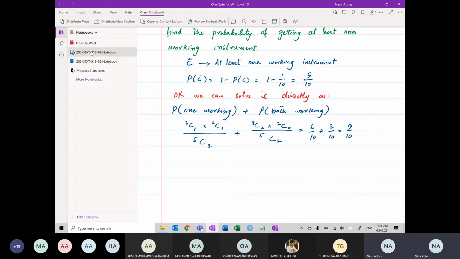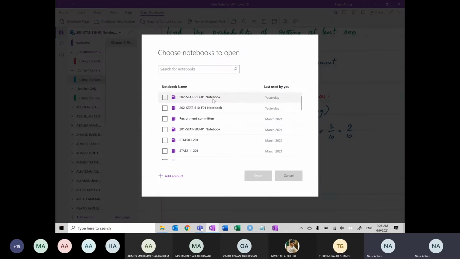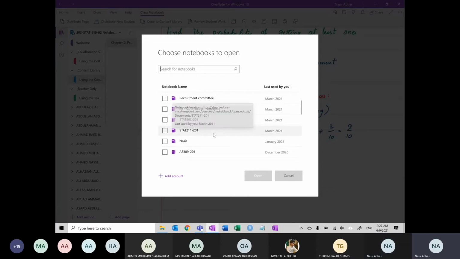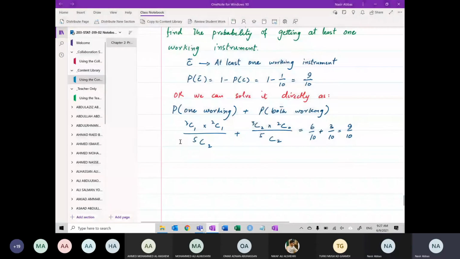So for you, the first time, what you have to do is click on more notebooks. And when you click on more notebooks, you should be able to see the notebook for 319 section 2 somewhere close to the top. So this is the notebook we are going to use and store everything in.